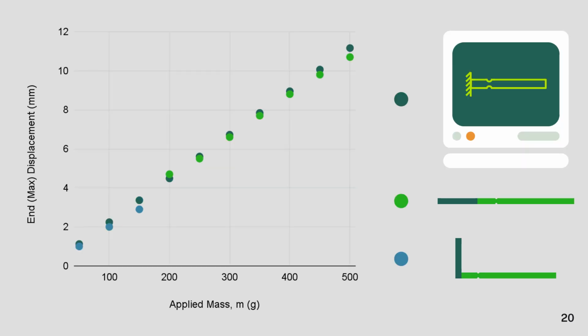My final recommendation of a physical analog for the ideally fixed beam is to use the L beam, blue, for small masses and small displacements, and to use the longer beam, lime, for masses 200 grams or greater.